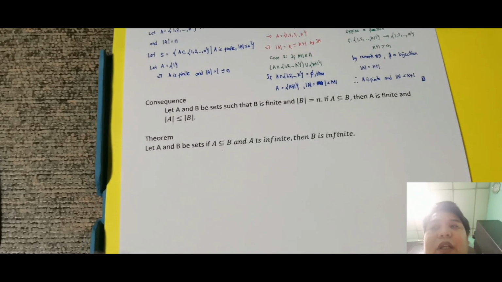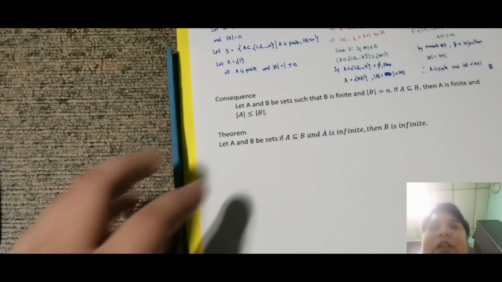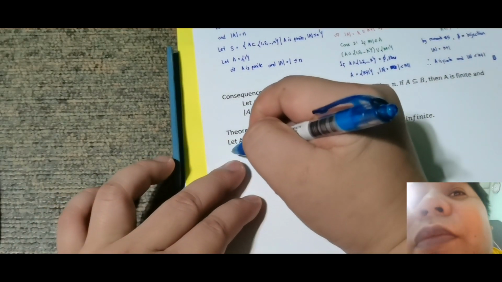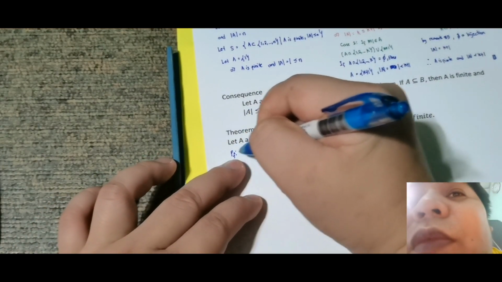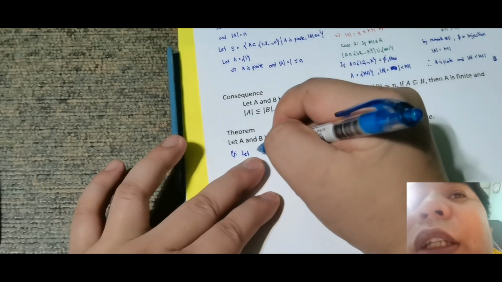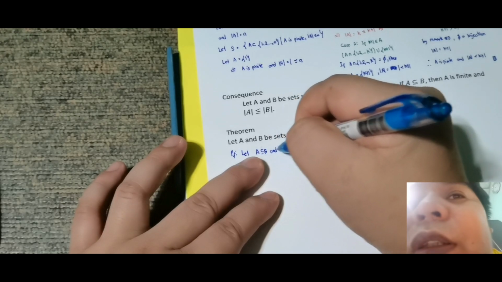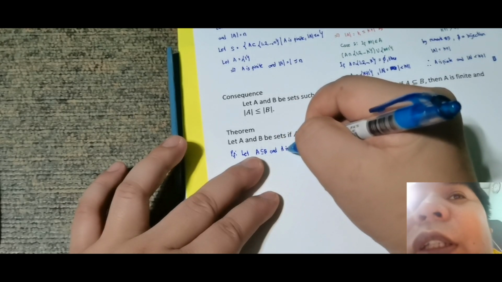Okay, so ngayon, i-prove natin paano yan. Okay, so ganito tayo. So, proof. Okay, so let A and B be sets. So, let A be a subset of B and A is infinite.